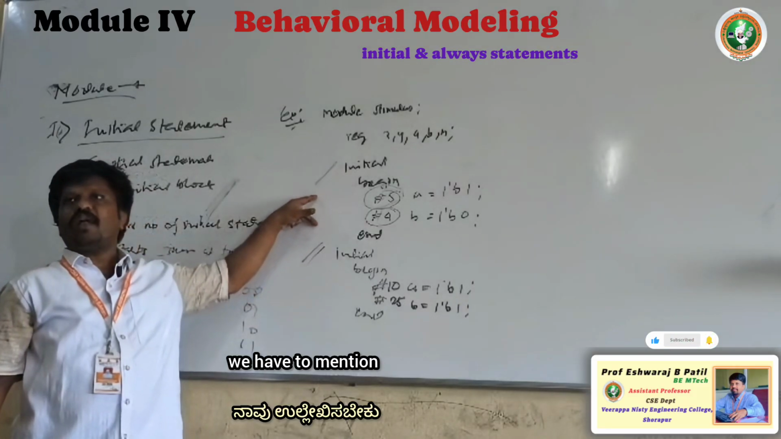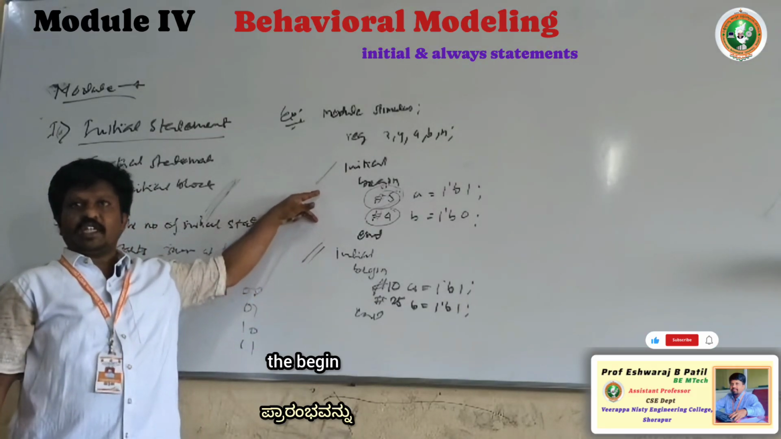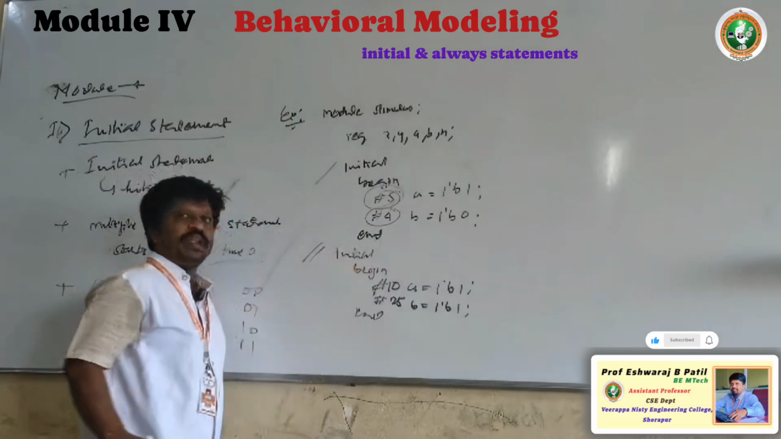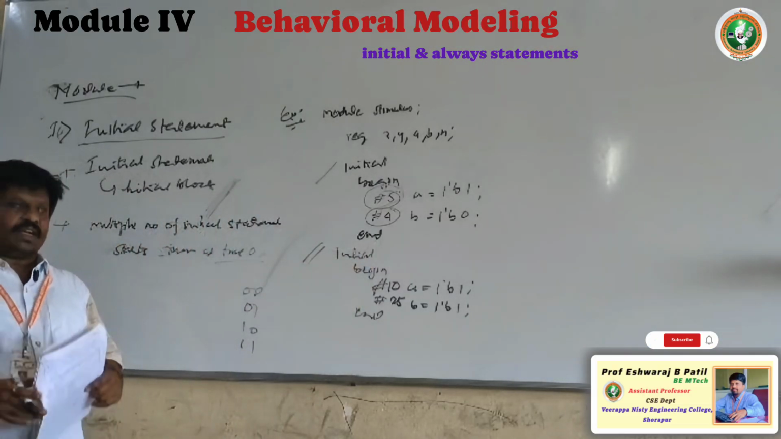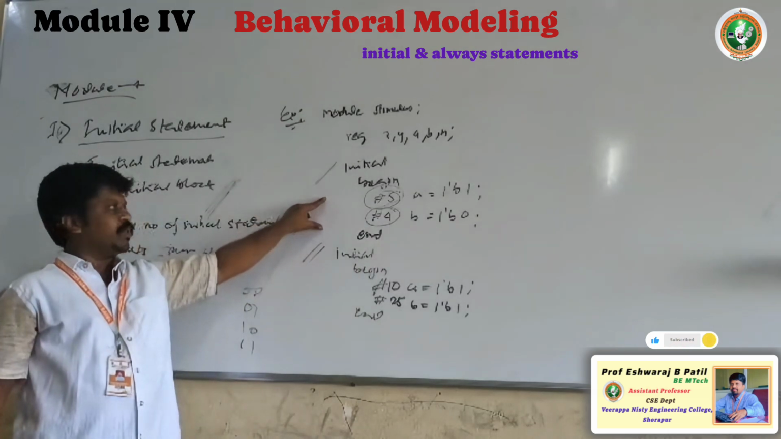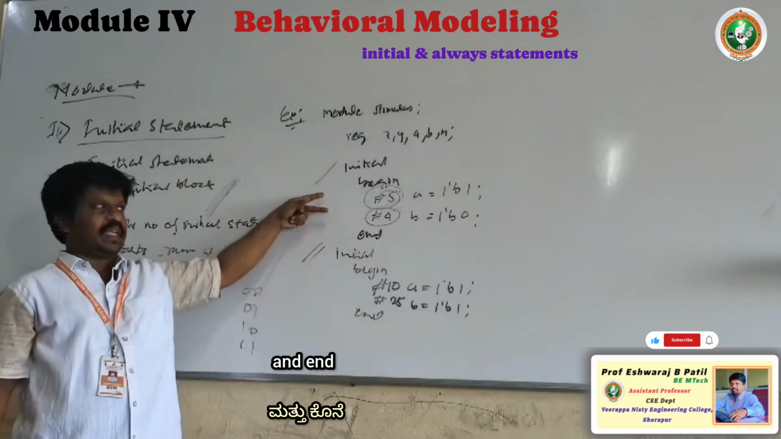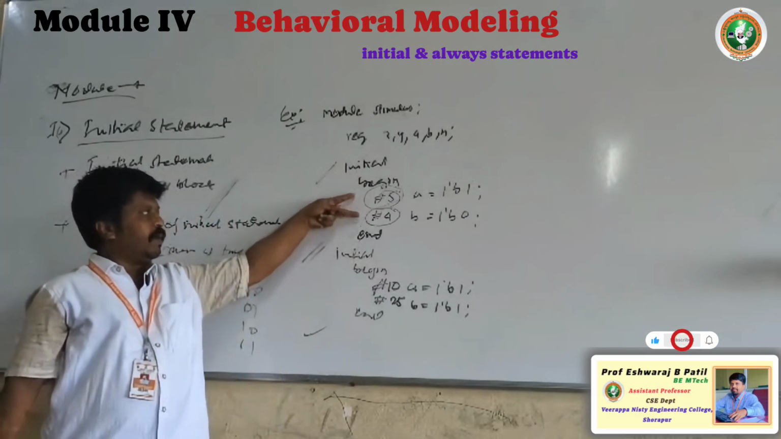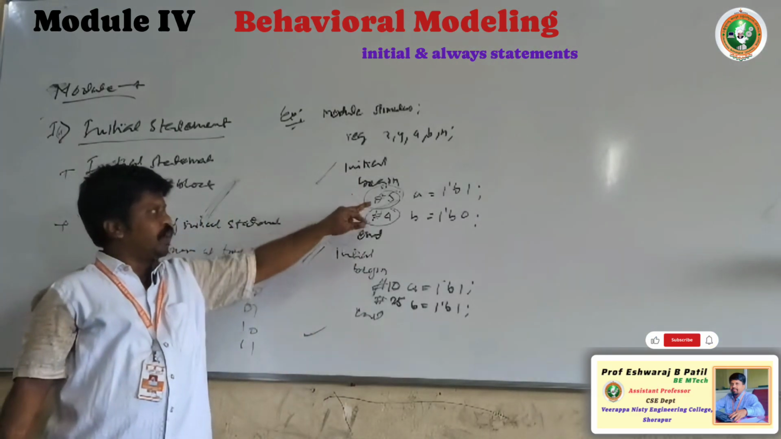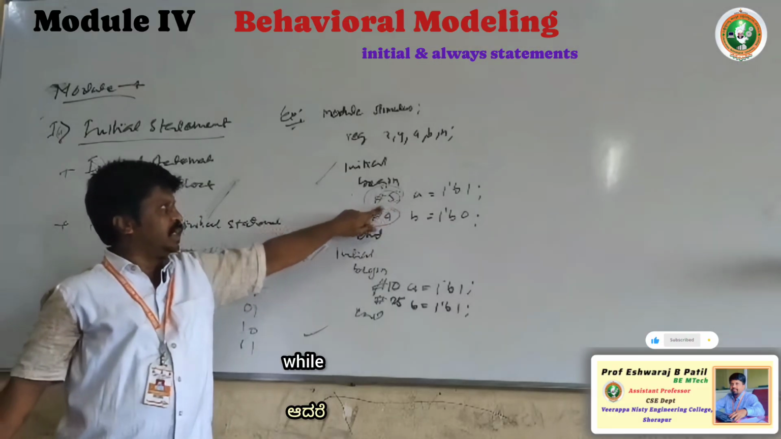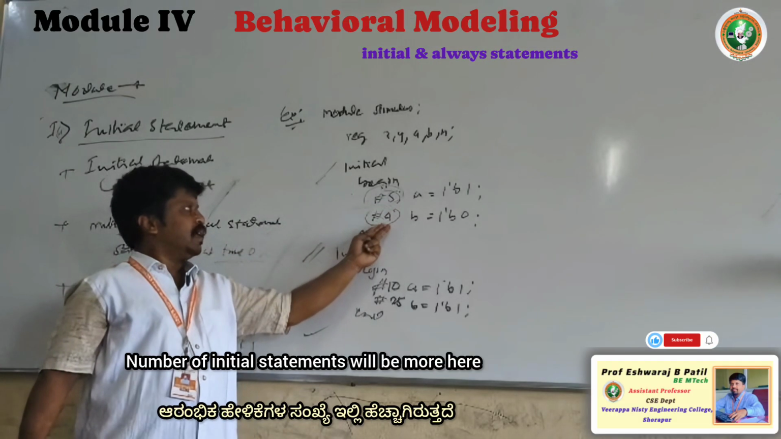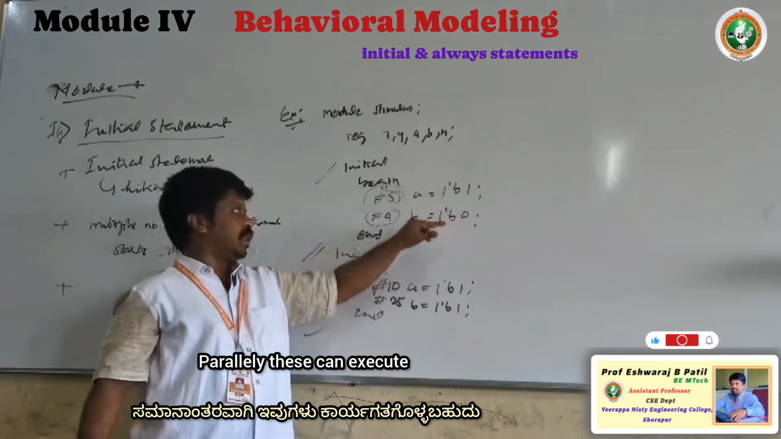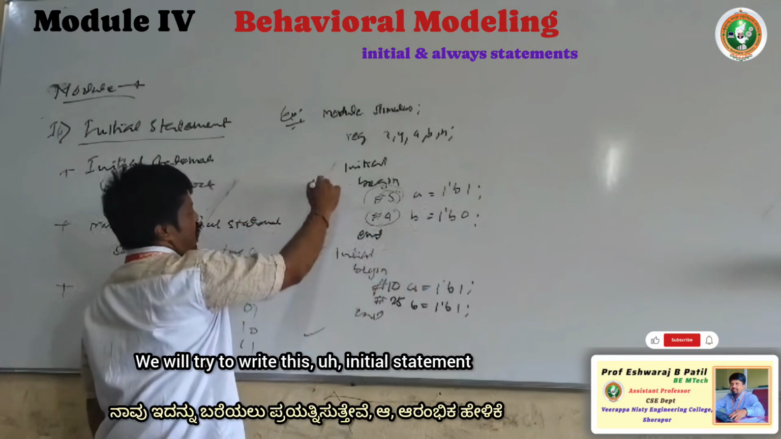By writing the program for the test bench, use begin and end with initial statements; the number of initial statements will be more here. We can take the inputs simultaneously, in parallel. It is giving output after the delay, for example 5 milliseconds and 4 milliseconds; like this we have mentioned the duration. But these are the inputs; it means the initial statements are these.